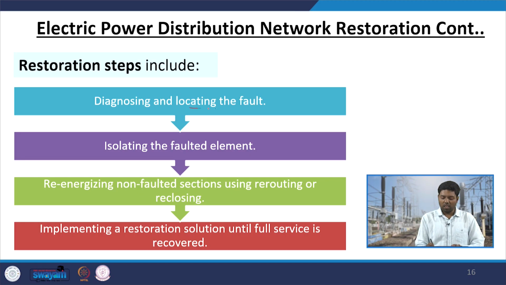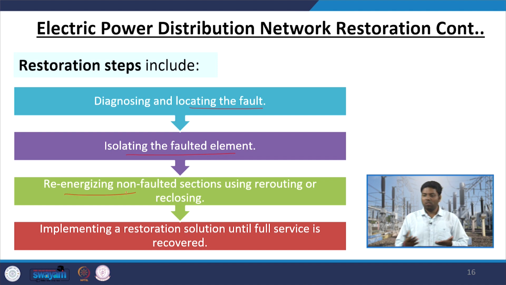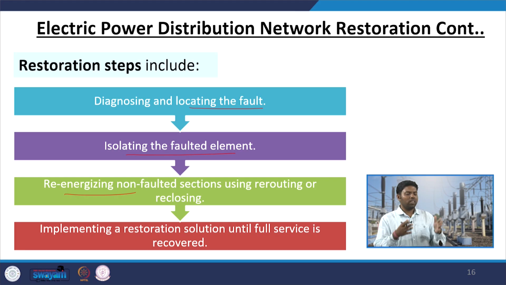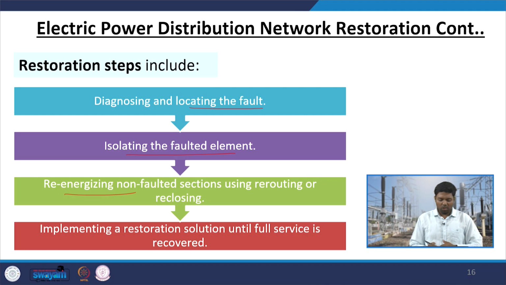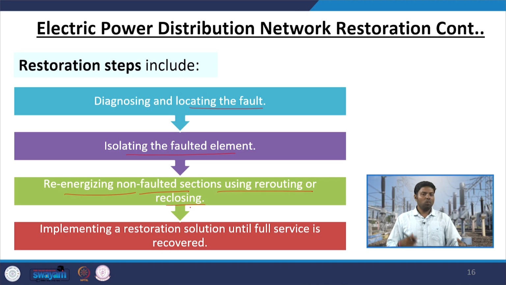First, you diagnose and locate the faults, then you isolate the faulty section or faulted element, and re-energize after you disconnect them. If it is a transient event, then it will automatically go away after a few cycles. So, again you check and re-energize a non-faulted section using rerouting or reclosing. After some time you operate the recloser and see whether the fault is gone or not. If it is a permanent fault, then do some rerouting of the power to give the supply to the de-energized customers.